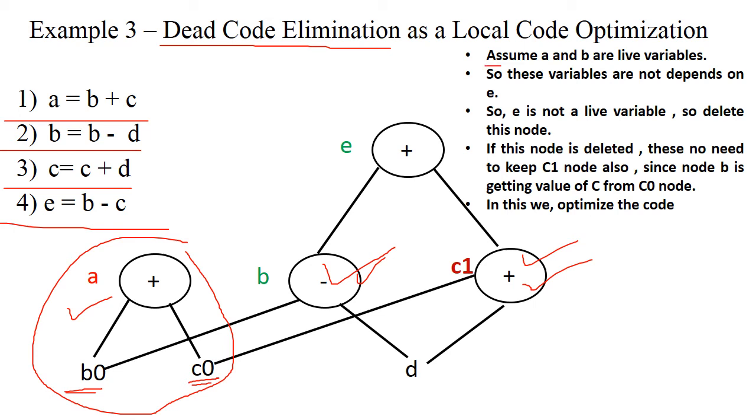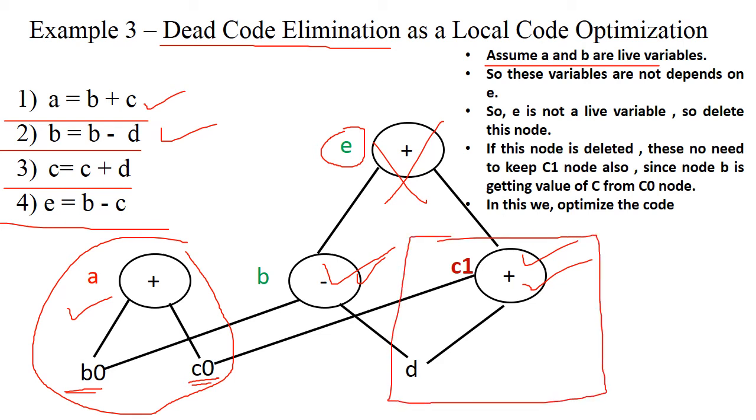So first of all, we have to assume A and B are the live variables in this particular code. Now if A and B are the live variables, then A depends on B and C, B depends on B and D, but A does not depend on E, and B does not depend on E, so we can eliminate E. Okay, so we can eliminate this particular part. If we eliminate this particular part, then this part will remain, right?